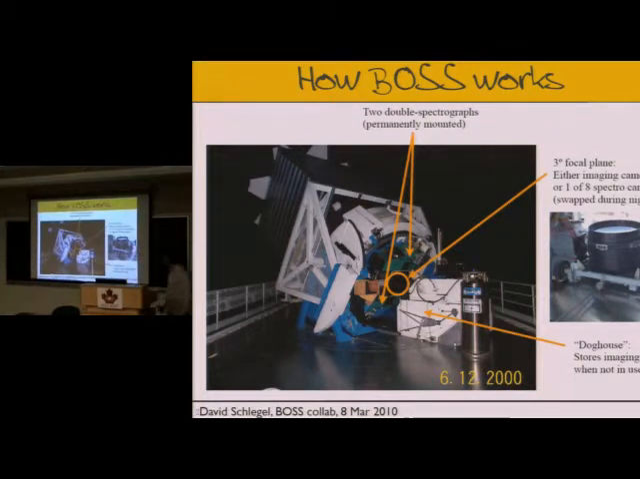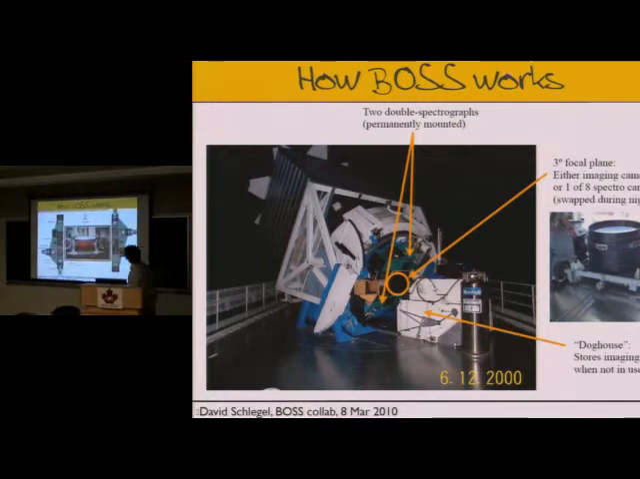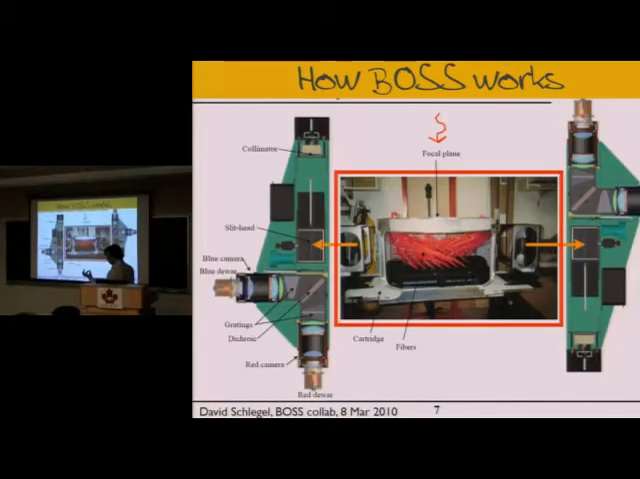And this is essentially how these things are. So this goes into the focal plane. Here you have a big piece of metal which holds directly into it, and then you take fibers, and these fibers are actually at the positions of galaxies in the field, and then the light goes through here and then to one of the two spectrographs.